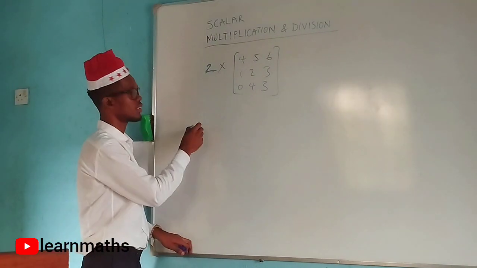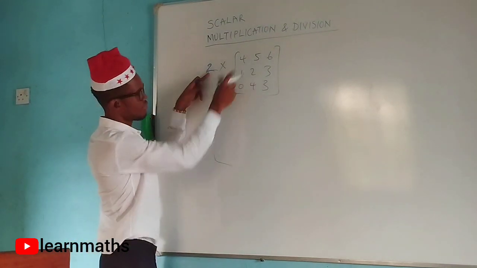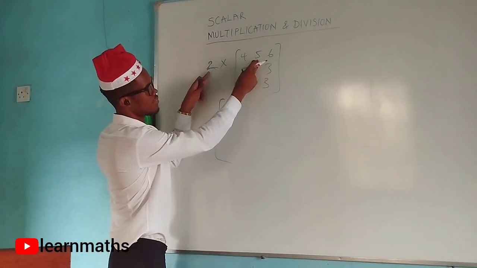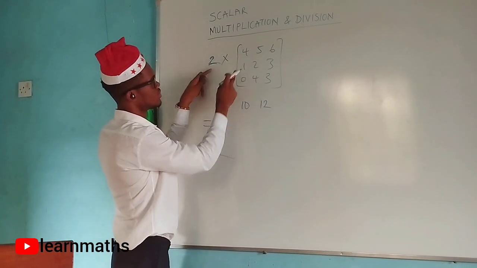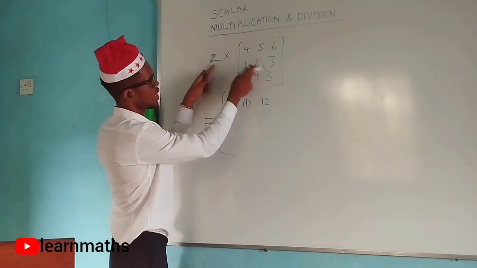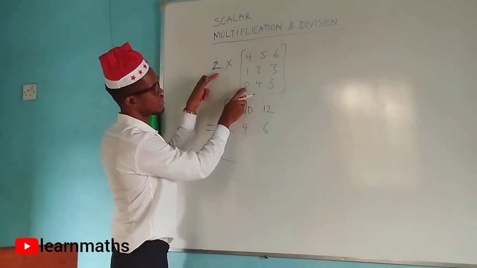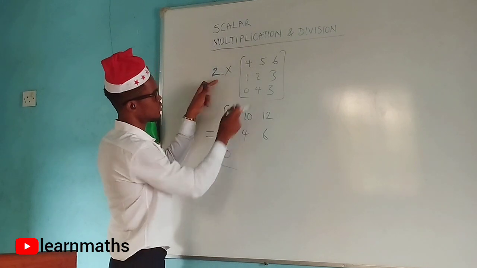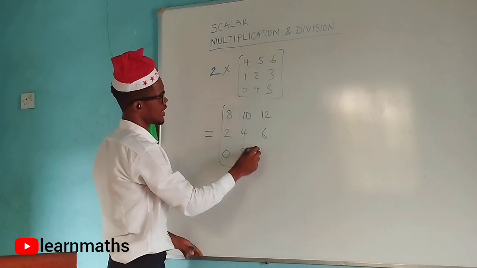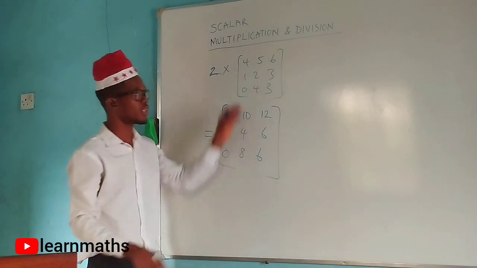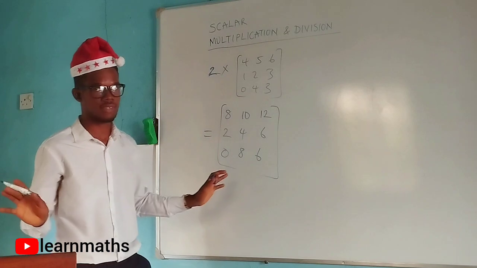Alright, so the resulting matrix is going to be this, right? 2 times 4, 8, right? 2 times 5, 10, 2 times 6, that's 12, right? 2 times 1, 2, 2 times this 2, 4, right? 2 times 3, 6, 2 times 0, that's still 0. 2 times 4, that's 8, right? 2 times 3, finally, that's 6. So, if you multiply this matrix here with the scalar 2, this will be your answer, right? That's how easy it is.